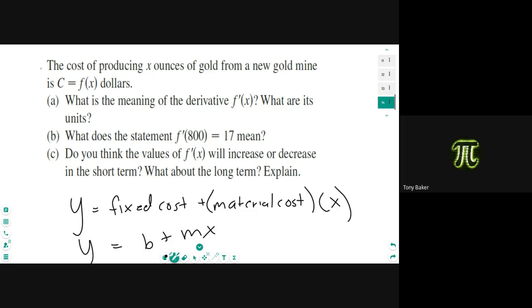Okay? Does that make sense? So if I want to produce 800 ounces of gold, it's going to cost me $17 per ounce to produce, which would be a hell of a deal considering gold right now is about $2,500 an ounce.